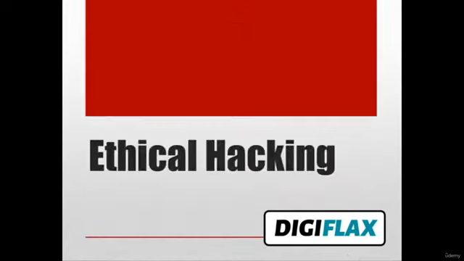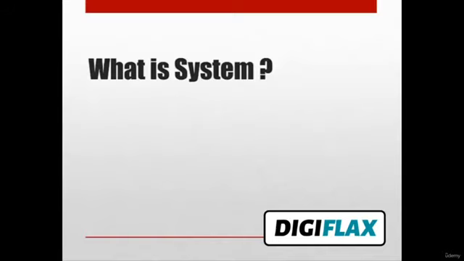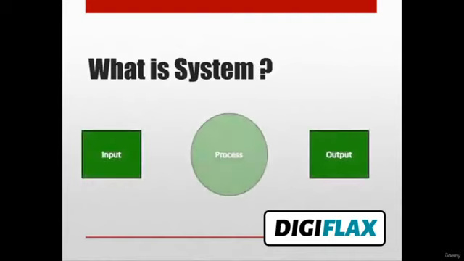Welcome to Ethical Hacking. Chapter 1: An Introduction to Hacking. Before we start with hacking, let us first cover what is a system. A system mainly contains three parts: input, output, and a process. And this is how these three components are connected. You have seen systems in your day-to-day life, and I will give you some examples very soon.